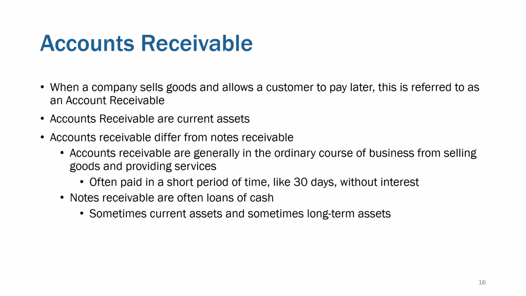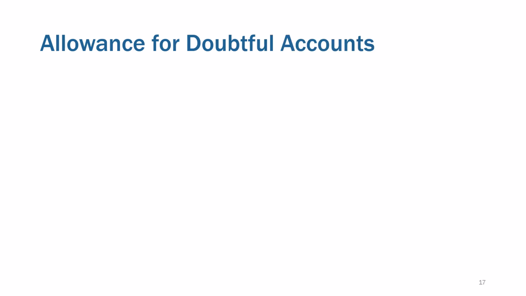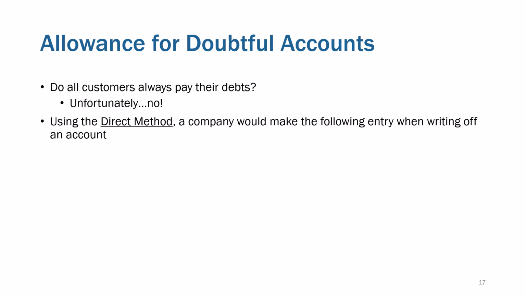And notes receivable can be either current assets or long-term assets. Accounts receivable, I'm pretty sure, are always going to be current assets because you're going to expect to get paid usually within a month or two at the latest, and definitely within a year. All right, allowance for doubtful accounts. Do all customers always pay their debts? Well, the answer is no, right?